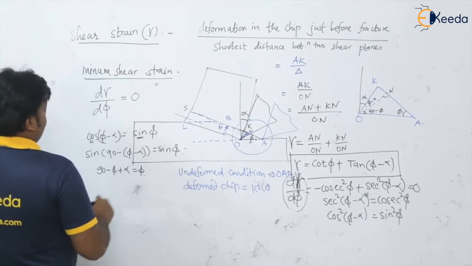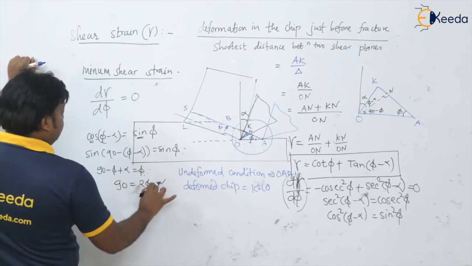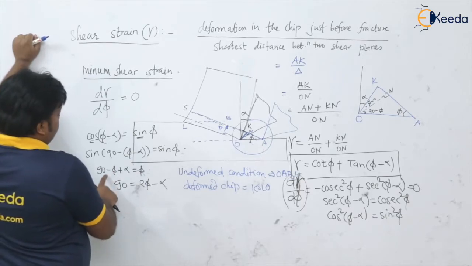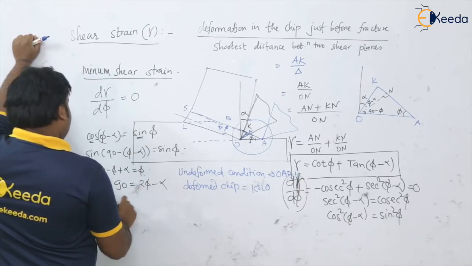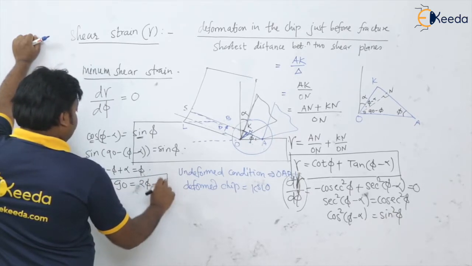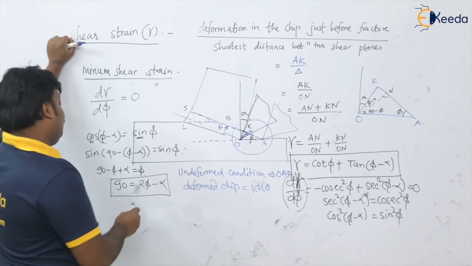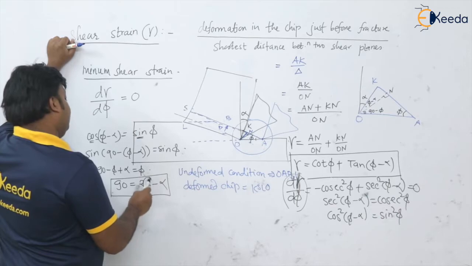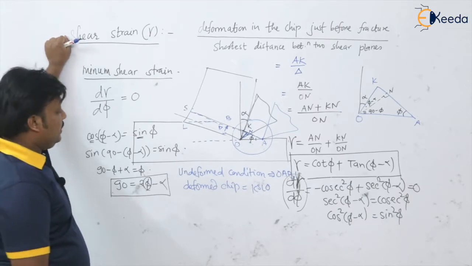Okay, so what will I get? This 90 is equal to 2 phi minus alpha. 90 is equal to 2 phi minus alpha. So here, for the minimum shear strain calculation, first of all we know the value of phi, and from this phi we are able to calculate the minimum shear strain in the cutting operation.